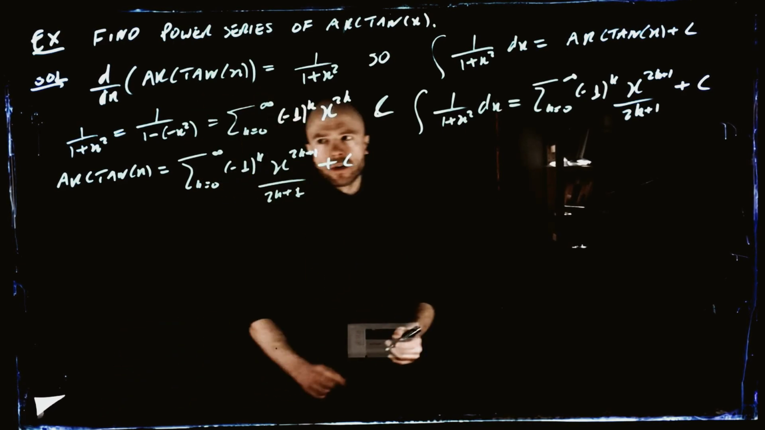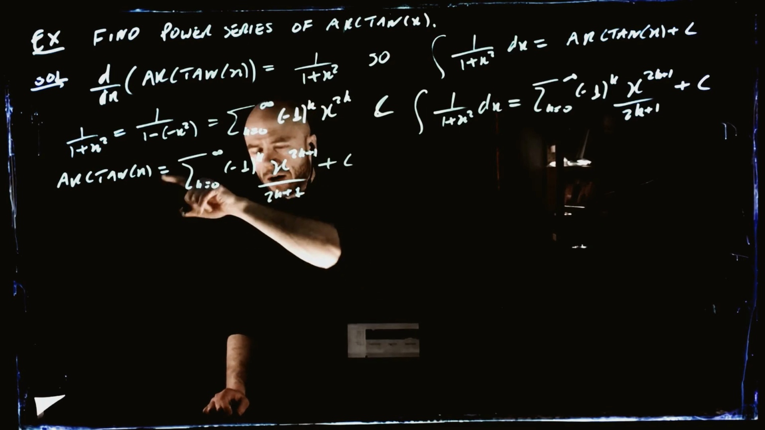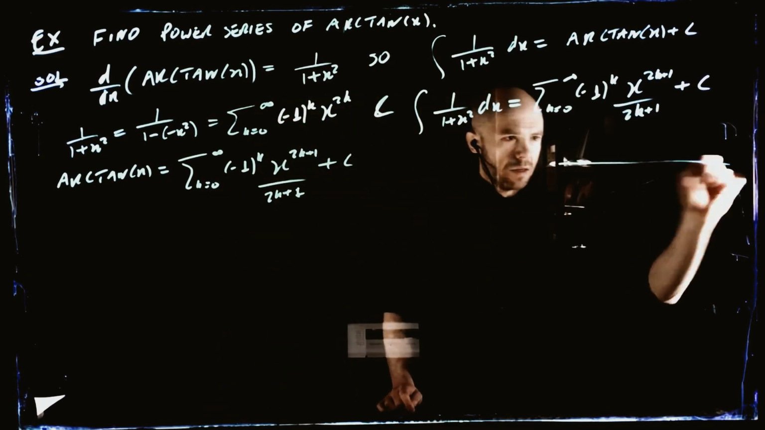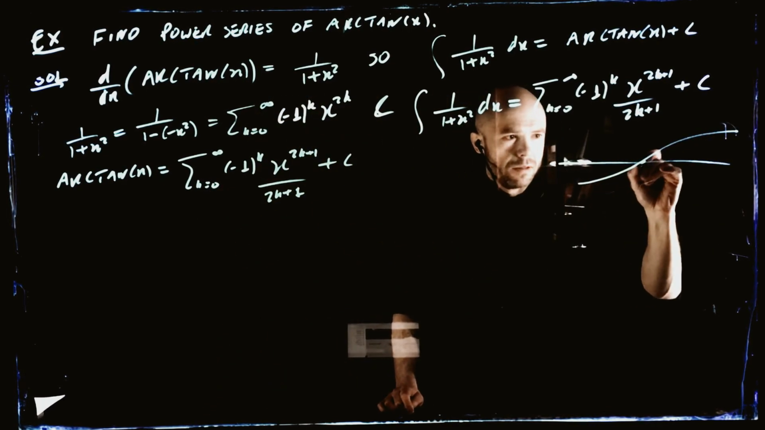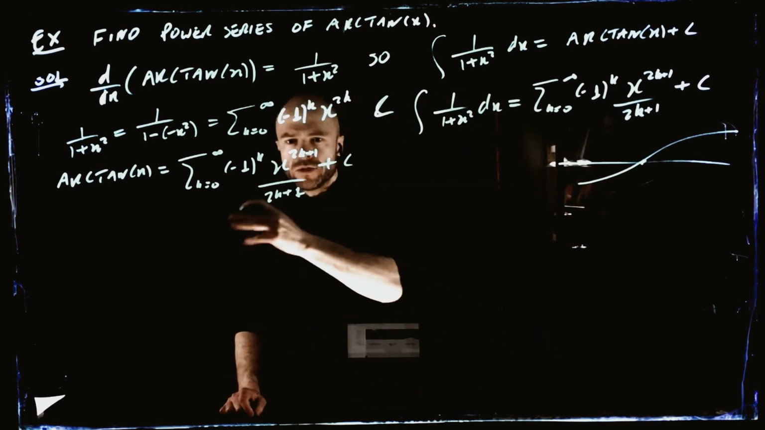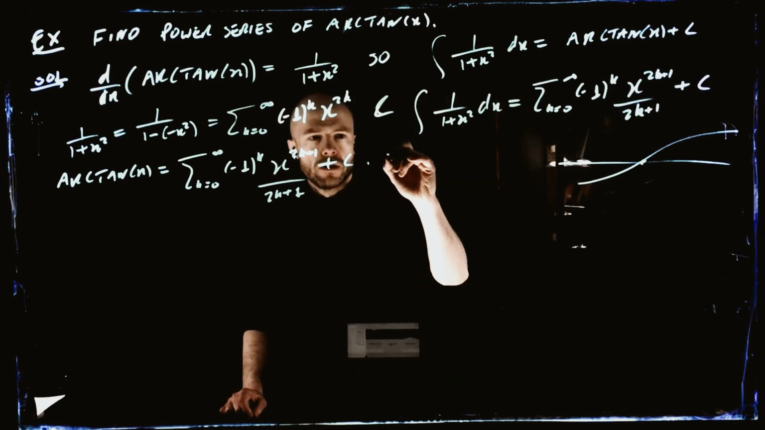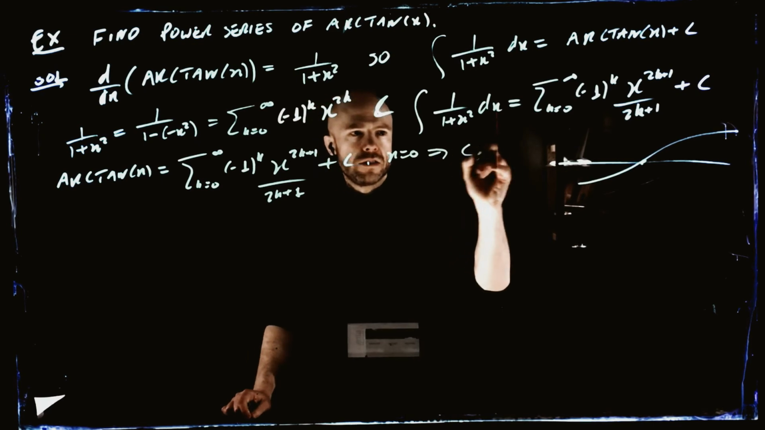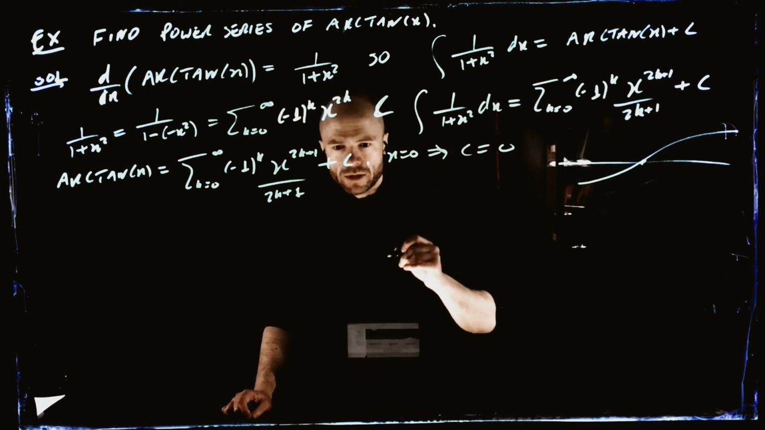And we can figure out what constant c is, because again, when x equals 0, arctan is 0. We know the graph of arctan looks like this. Yeah. So this constant c just vanishes. So x equals 0 implies c equals 0. And that's our power series.